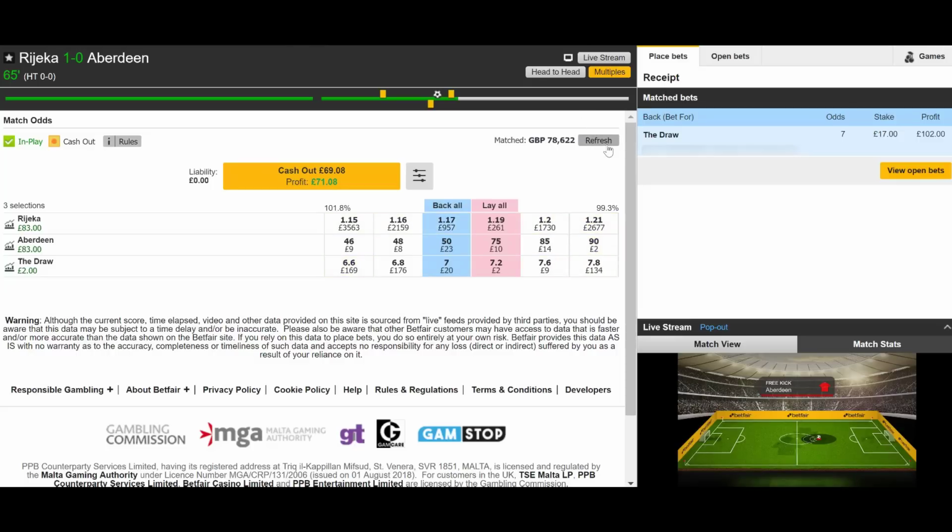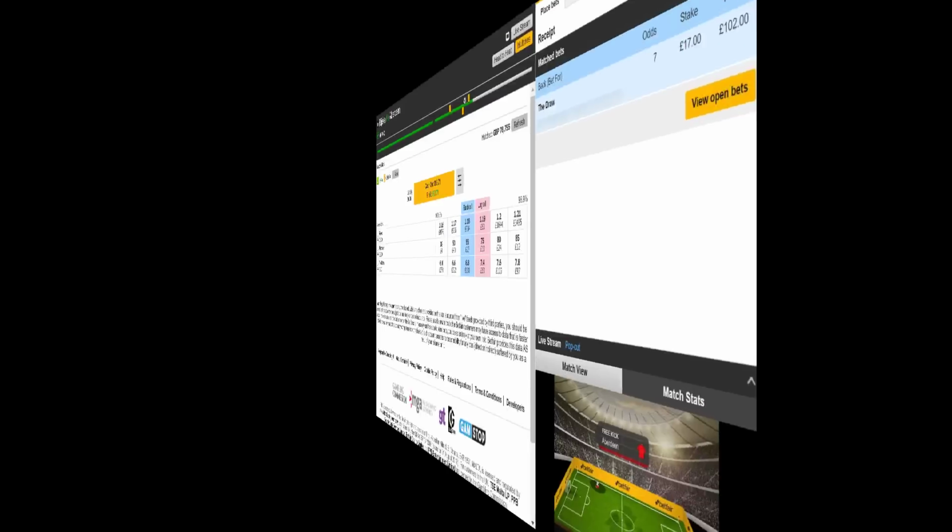So this is an approach you could take if it's all going to plan. The team you want to win is winning. Just remove the liability from the draw, and even if it does go back to 1-1, you still got money there on the Rijeka and Aberdeen. So even if Aberdeen turn it around, you still got that profit there as well. So just another tiny example of how you can maximize your profits.